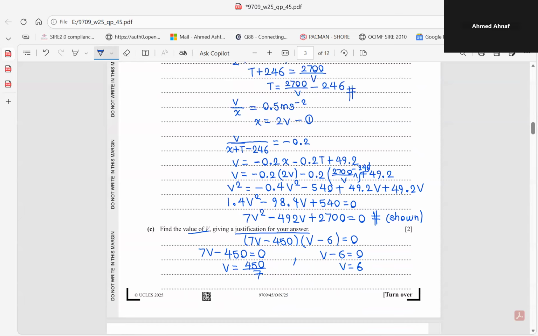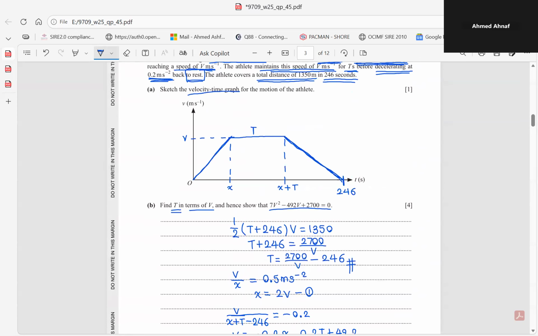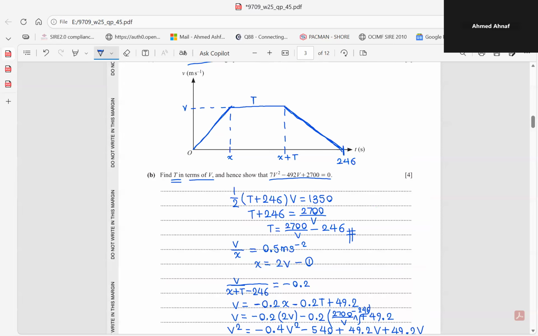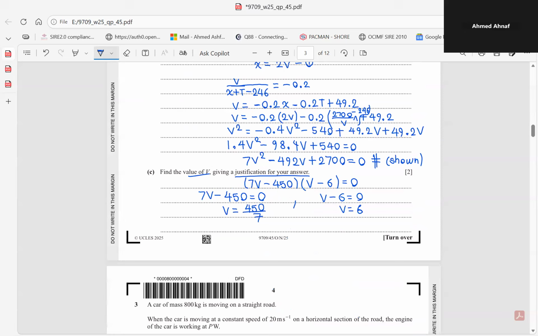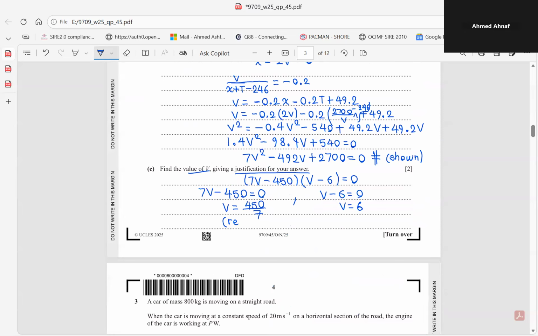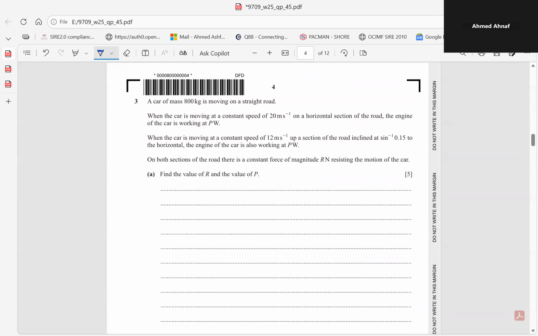So 450 over 7, that is 64.2 meters per second. I think we have to reject this because there's no way that an athlete can reach 64.2 meters per second. So you have to use a bit of common sense here. So yeah, this would be our answer for this part question. Let's move on to the next question.